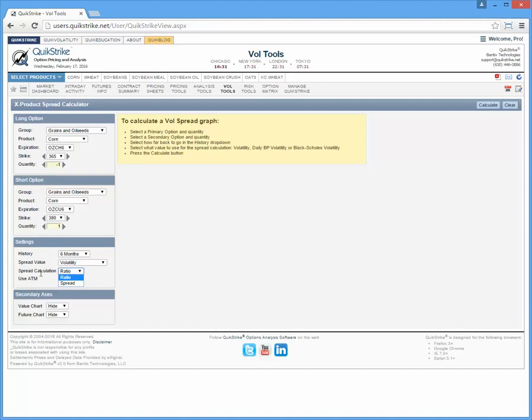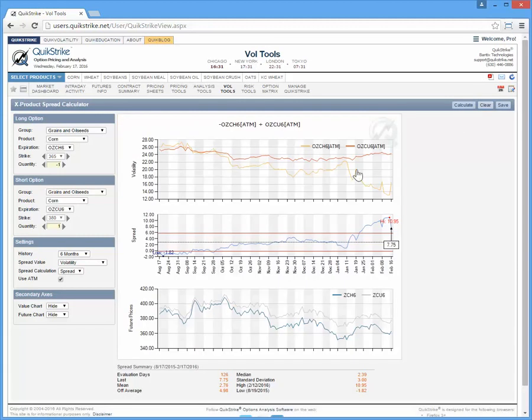In this case, we have a spread calculation of a ratio or a spread. So when you do a spread like we did before, I'll show that, and then I'll show the difference between the ratio. And then I'm going to use the at the money again, okay? And I'm going to hit calculate, and we should see something very similar to what we saw before, and we do. We see pretty much the same stuff, right? Vol chart, spread, and then what the futures look like.